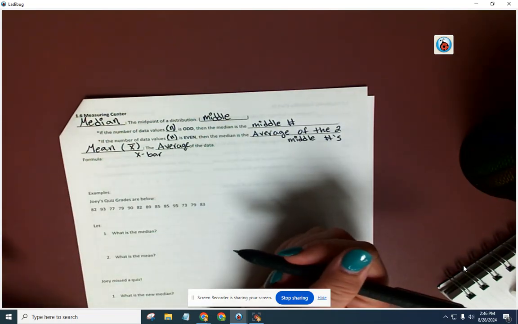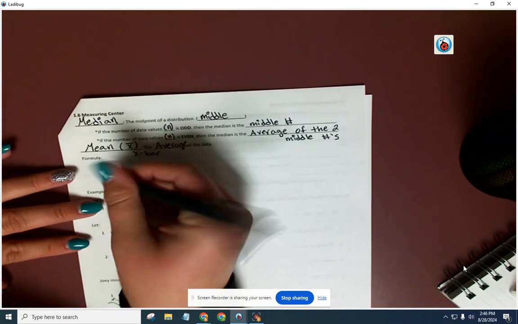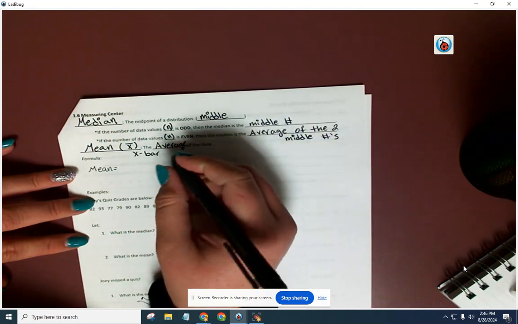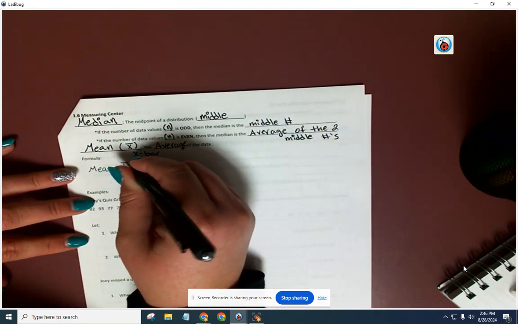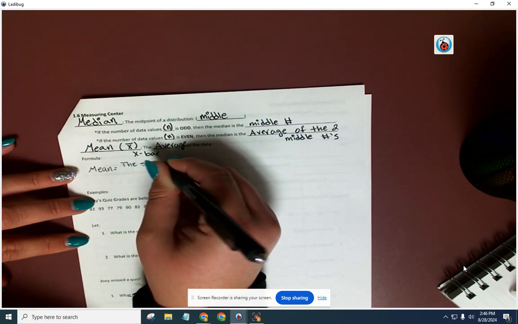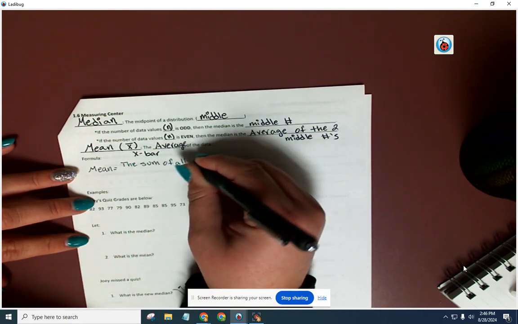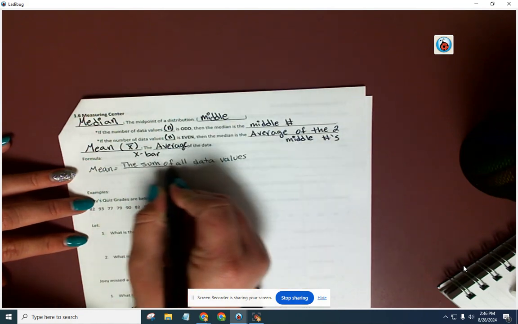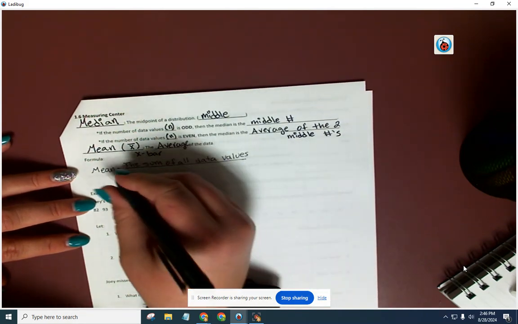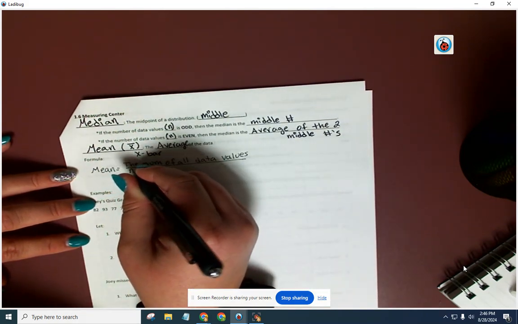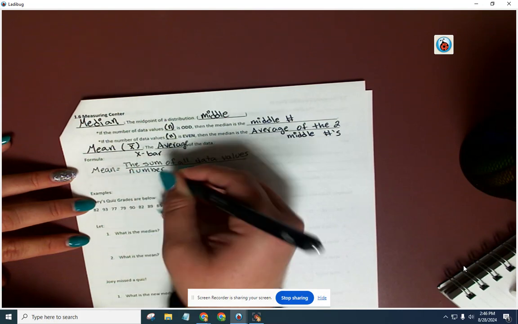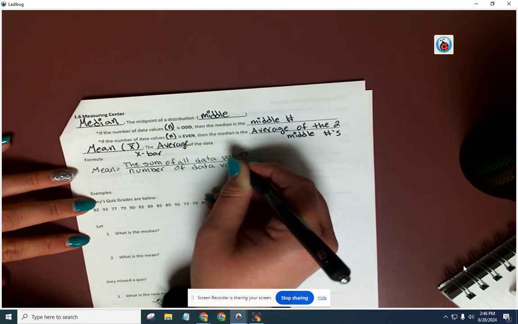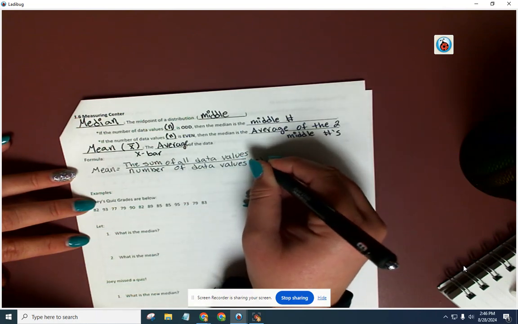The first way that I'm going to show you is with words. So in words, the mean is equal to the sum of all data values divided by the number of data values. And remember, this is now n.